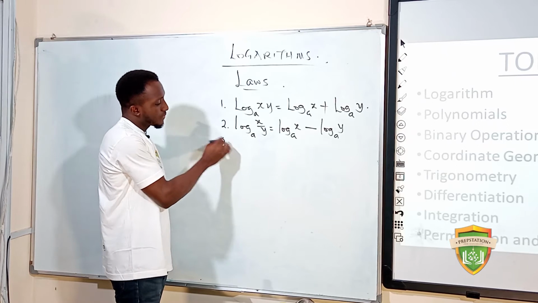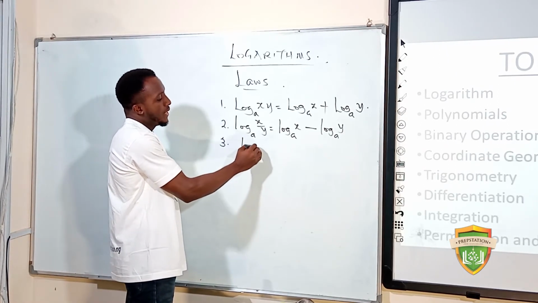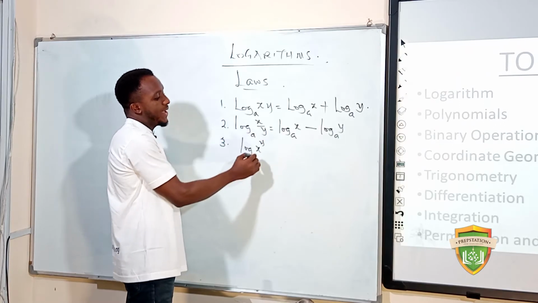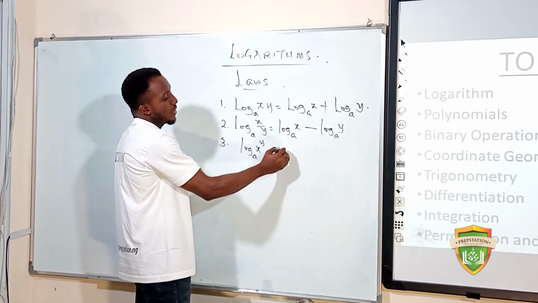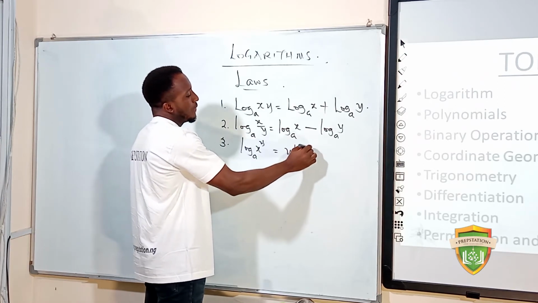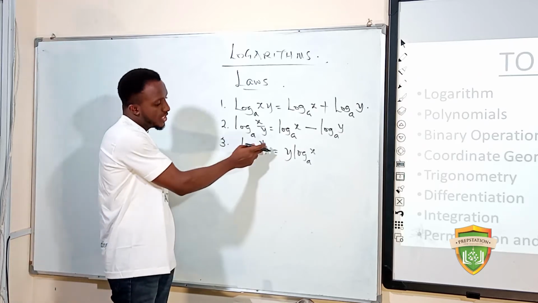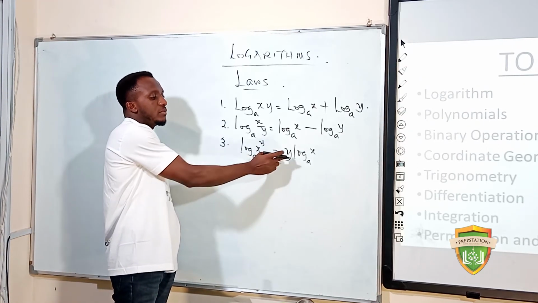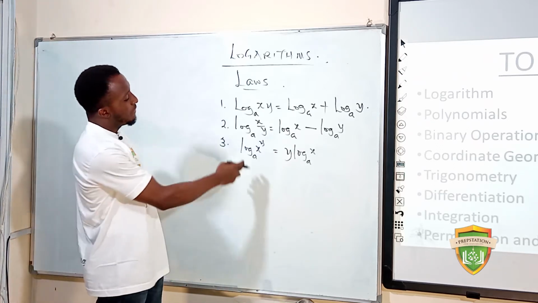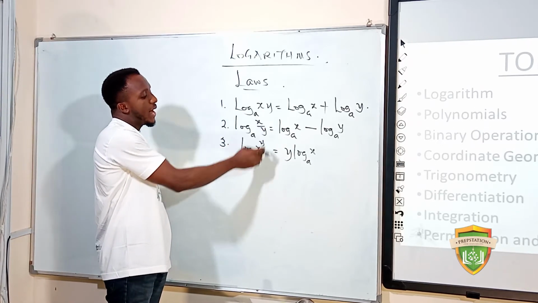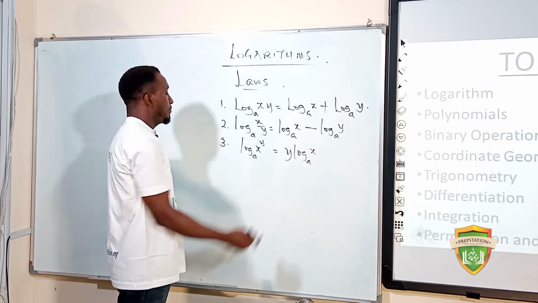The third is very simple. If we have log of x raised to power y to base a, this would give us y log x to base a. Now what happened here? This power has moved to this side behind the logarithm. So we have log x raised to power y to base a, giving us y log x base a.